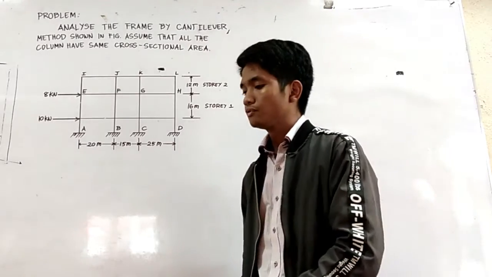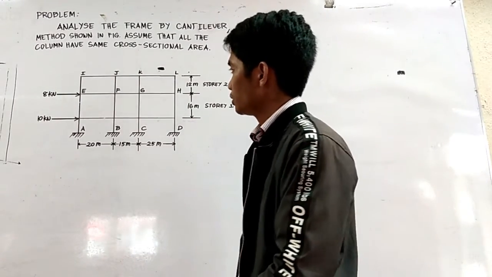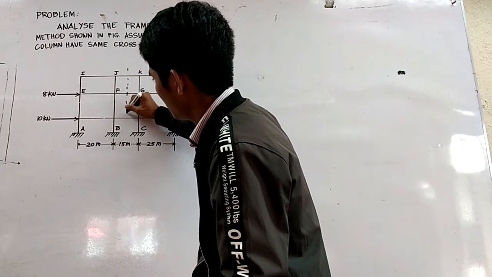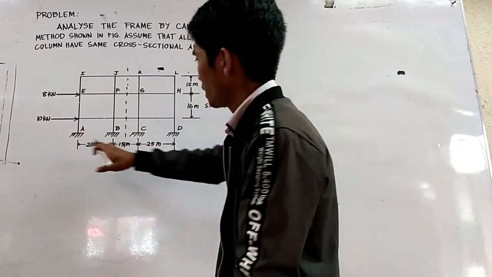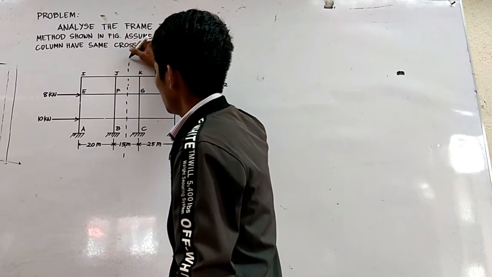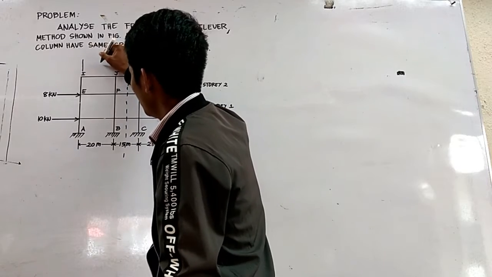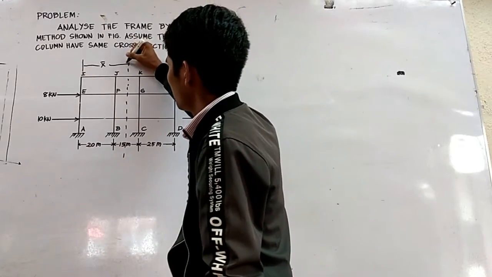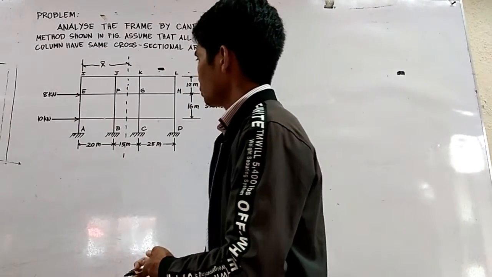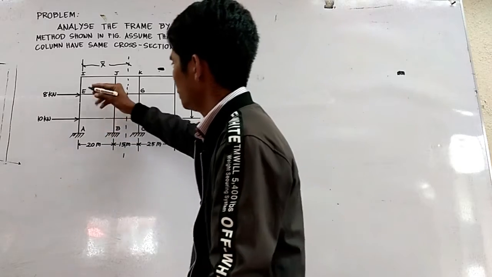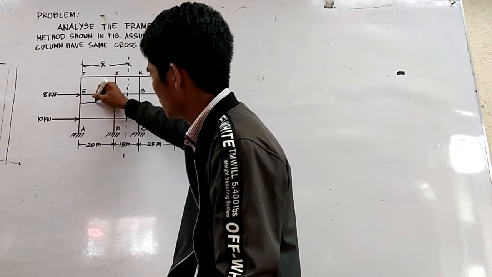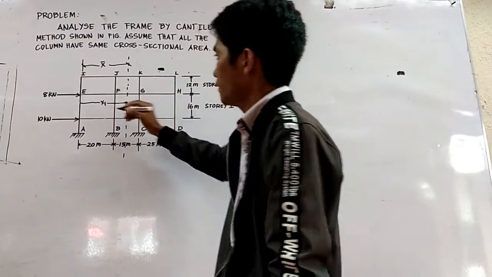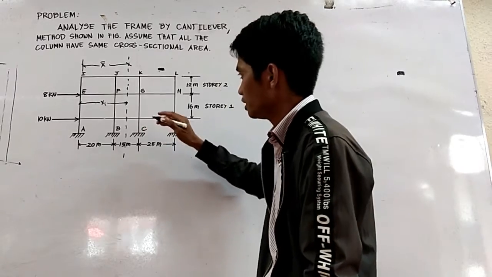In the cantilever method, we need to find the centroidal axis. So we assume this is the center, and we need to put a breaking line. From A to the center, we name this X bar, the centroidal axis. Next, we find the distance from A to the center, which we call X1, and the next is X2.